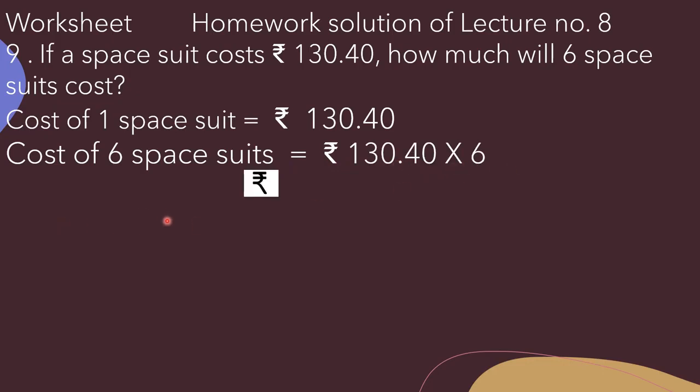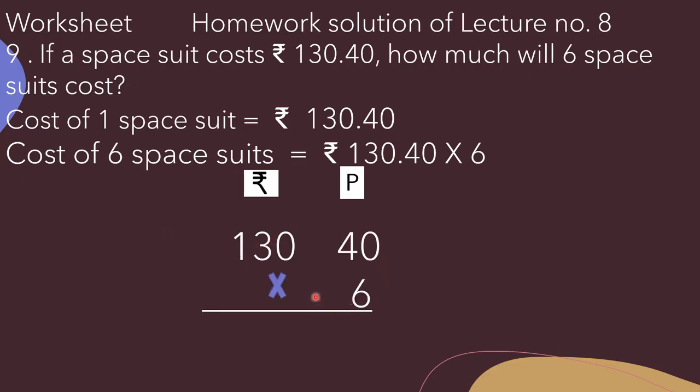So we will arrange it in columns. 130 rupees 40 paise and we have to multiply it by 6. So let's start from our right hand side. 6 multiplied by 0, that is equal to 0. 6 4s are 24. So here we will write 4 and 2 will be carryover. Now 6 zeros are 0. 0 plus 2, that is equal to 2. Now 6 threes are 18.